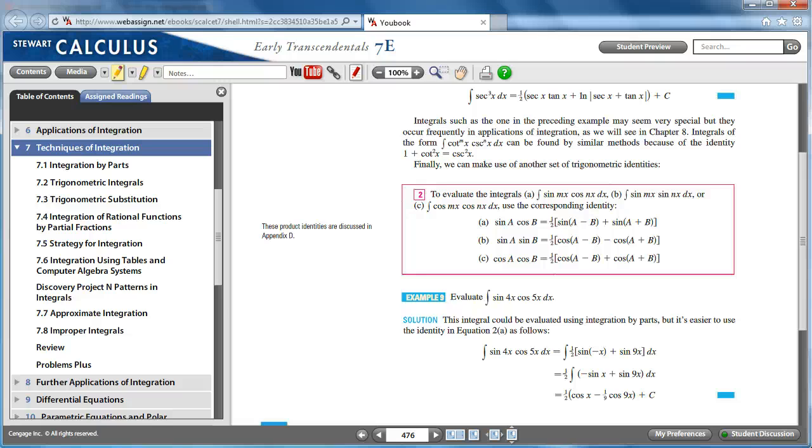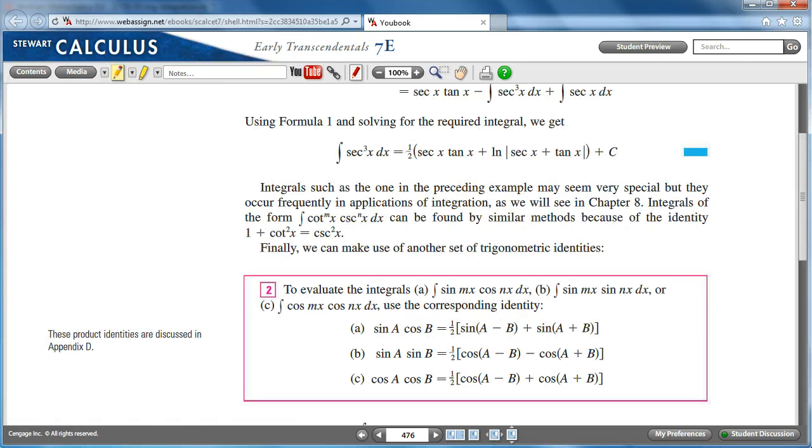Now finally, let's move on to the third type of integral problems in section 7.2. Those types of problems require this box number 2, the mechanism to change products of sinusoid into sum. We have three formulae here. Sine of A times cosine of B equals 1/2 of sine of A minus B plus sine of A plus B, and so on. So sine times cosine becomes sine of difference plus sine of sum. Sine times sine becomes cosine of difference minus cosine of sum, etc.